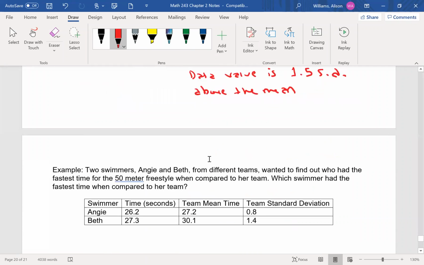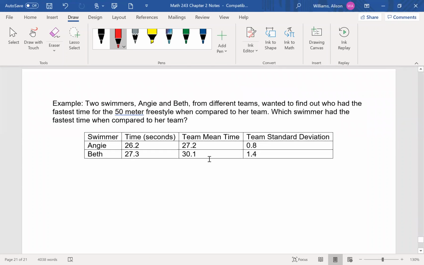So, let's look at an example here. We have two swimmers, Angie and Beth, and they're from two different teams. And of course, we know that some teams might underperform compared to other teams. So if you're from a high performing team, you might be swimming faster, but compared to the rest of your team, maybe you're a little bit slow. So we want to know who has the fastest time on the 50-meter freestyle when compared to the team. So let's look at the information for each person.